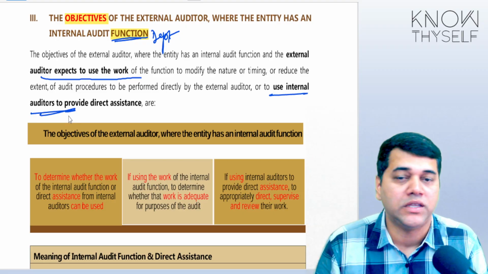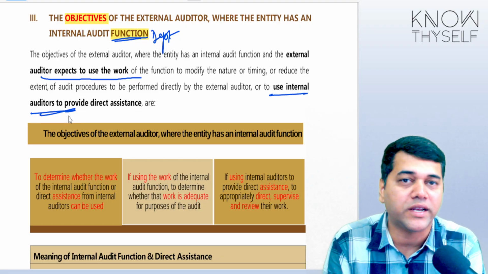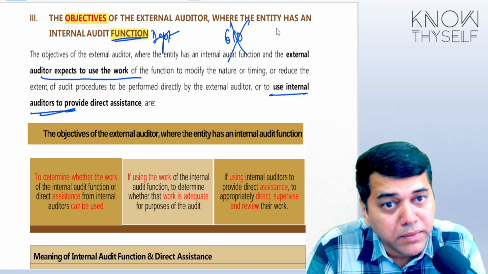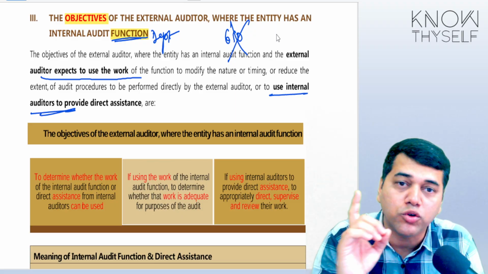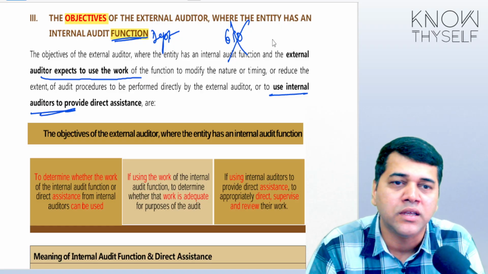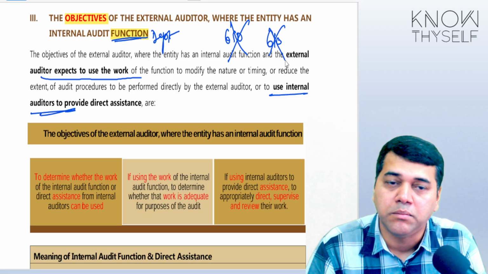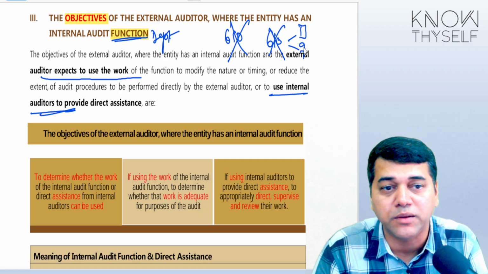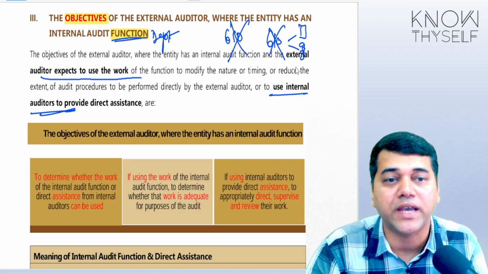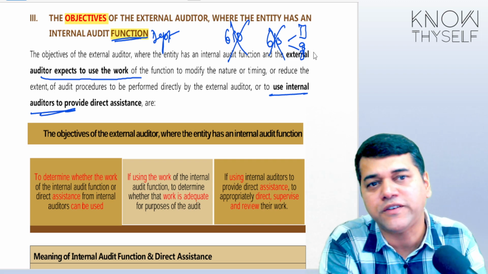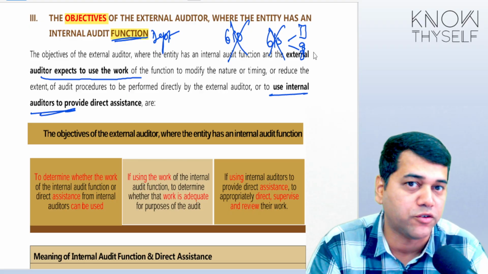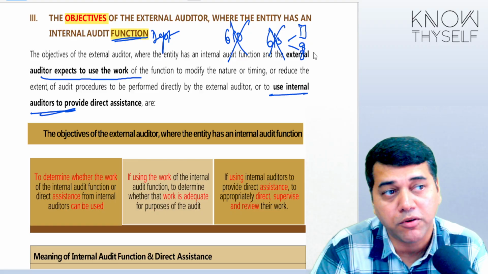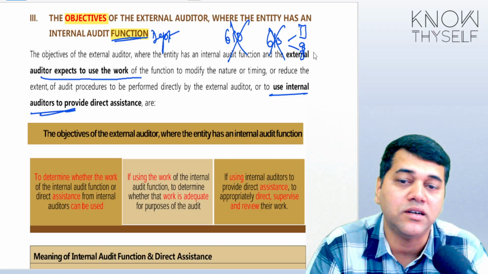In such cases, if the internal audit department does not exist, SA 610 is not applicable. If the internal audit department exists but you don't want to use their work or their people, and you totally want to ignore them, SA 610 is not applicable. But if the function exists and you want to use their work or their people, what responsibility do you carry? First and foremost, you cannot shift any responsibility onto their head. But what type of care do you need to take? What type of work can you give to them? What type of work can you use? This is what this standard talks about.